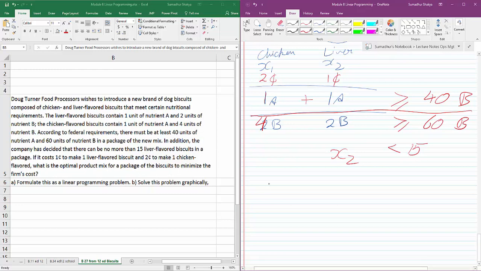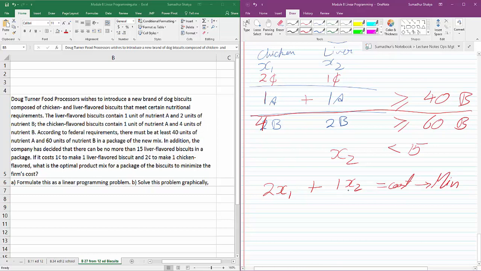Okay, what else? What is the optimal mix of the package to minimize the firm's cost? If we were to make x1 chicken biscuits and x2 liver biscuits, then our cost function or the objective function would be 2 times x1 plus 1 times x2, and this would be our cost, and this needs to be minimized.